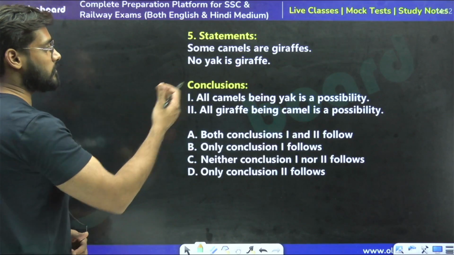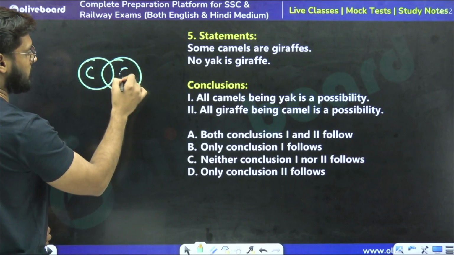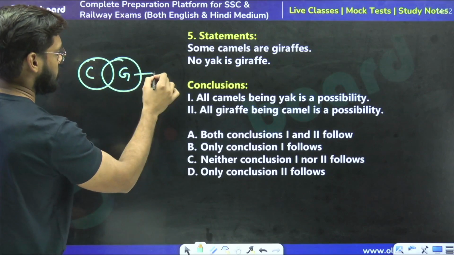Fifth question is from syllogism. Some camels are giraffes. Some camels are giraffes. No yak is a giraffe.